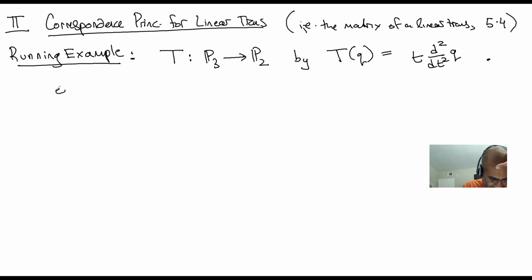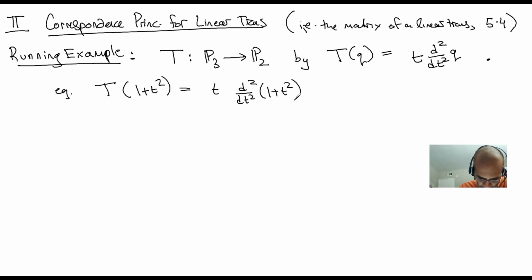So to make sure we understand this, let's evaluate it on a particular polynomial, T of the polynomial 1 plus t squared. What would that be? Well, it would be t, the variable little t, times the second derivative of the polynomial 1 plus t squared. What's the second derivative of 1 plus t squared? It's actually 2, because the 1 goes away and the derivative of t squared is 2t, and you differentiate that one more time, you get 2. So this is t times 2. So it's just the polynomial 2t.